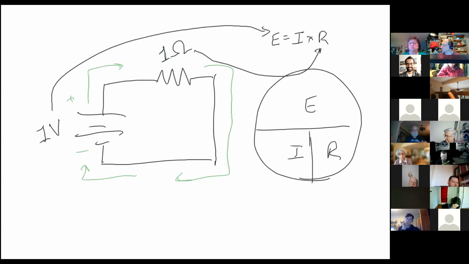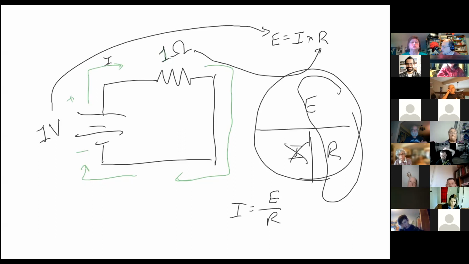And the one that we don't know is our I. So we cross that out. I is equal to E divided by R right there. It's equal to 1 divided by 1, equals 1 amp. Okay, now we're going to take these new values. We're going to say I is equal to 1 amp.